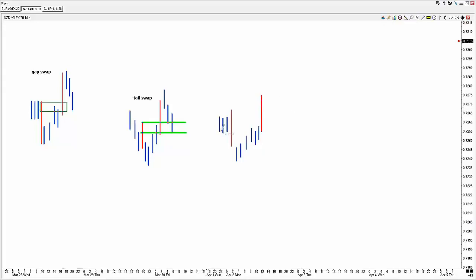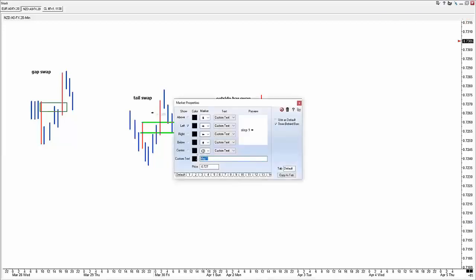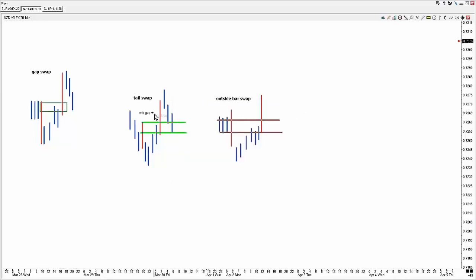All right, so this also is a swap, and this is an outside bar swap. So what it's telling us is that sellers reached up, went lower, came back, tested, and got whacked. All right, so what I'm looking for on this side is normally a gap to show me that they got whacked, okay?